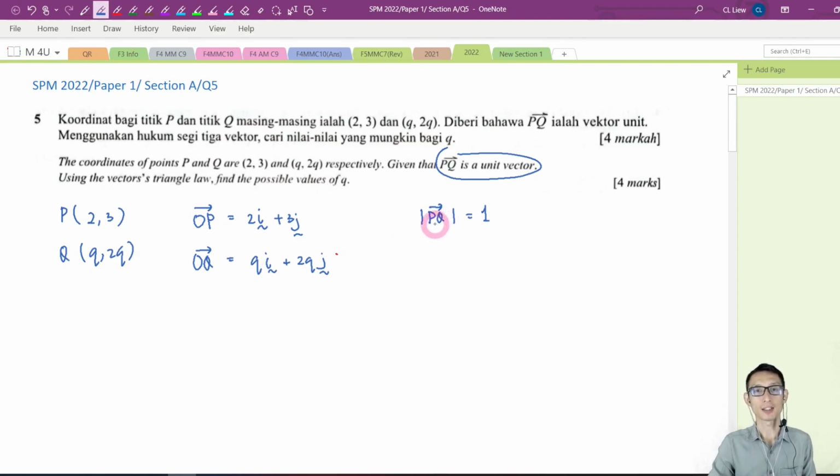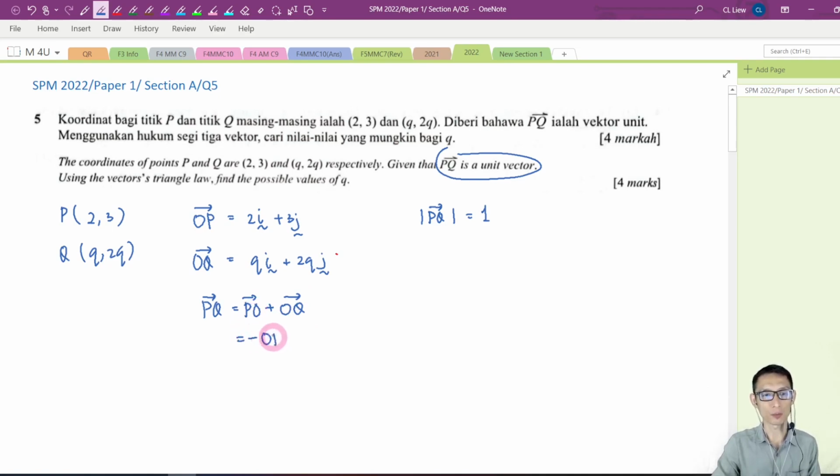Now let me get the vector of PQ first. PQ is equal to PO plus OQ, right? So PO is negative of OP. If you change the position of the letters, this is PO, this is OP, we add a negative for it. Then OQ is equal to OQ, we just copy qi plus 2qj. So negative OP will be negative this whole thing. Remember to put a parenthesis.